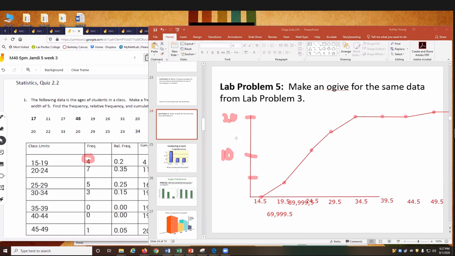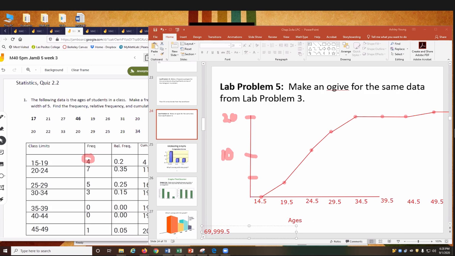So again, you have cumulative frequencies along the side, or you can use cumulative relative frequencies. I don't care, either one's fine, whichever one you want. And then down here you have your upper boundaries. I should probably label this. This is age. And so over here would be frequency. And this doesn't belong at all.